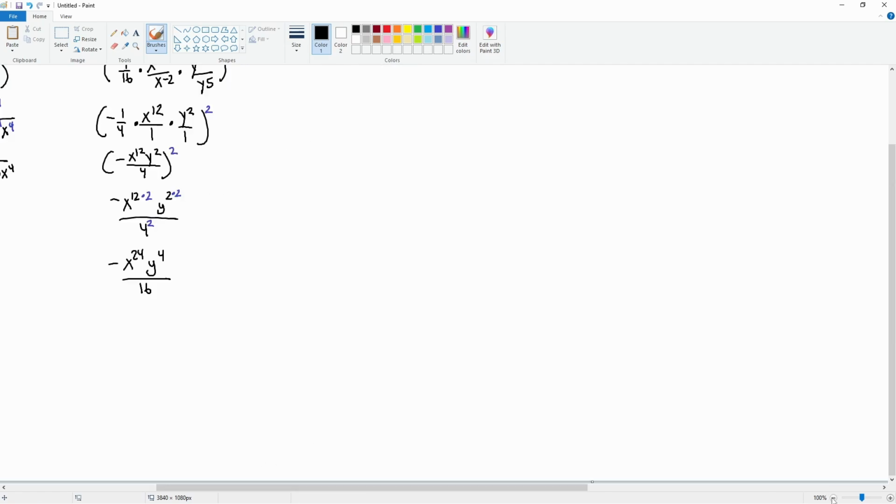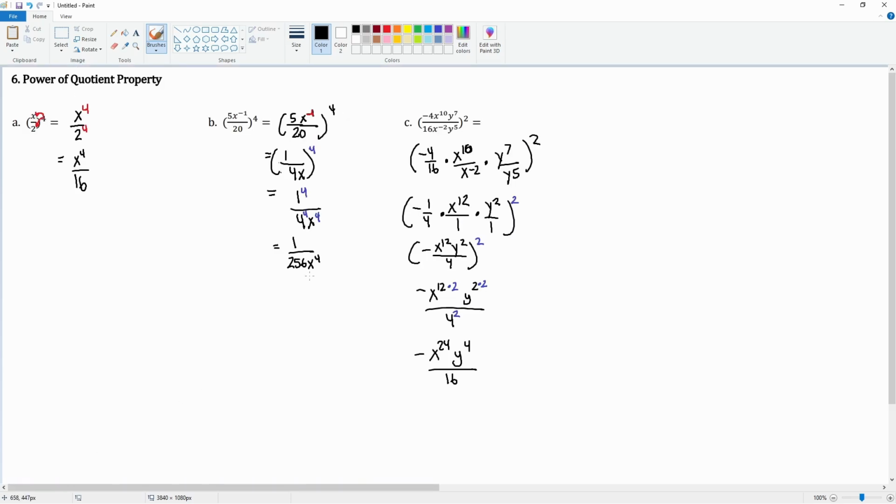And there you go. That is how you apply the power of a quotient property.